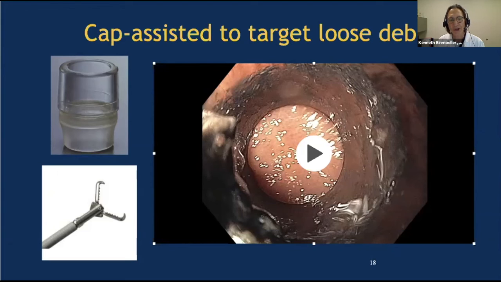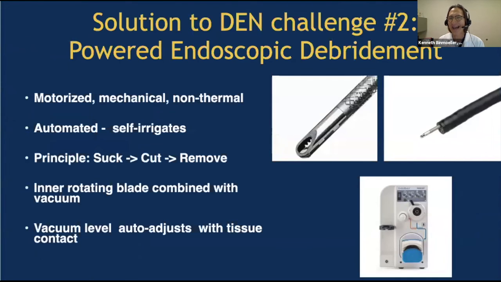So I just removed the loose necroses, and this is my last slide, which will be a nice introduction for you, Ali, and also for Andrew. What's the solution to WON challenge number 2? That challenge is necrosectomy. That has been so time-consuming, requiring multiple sessions, and very, very frustrating. It's powered endoscopic debridement, abbreviated PED. And it's a motorized, mechanical, non-thermal system.